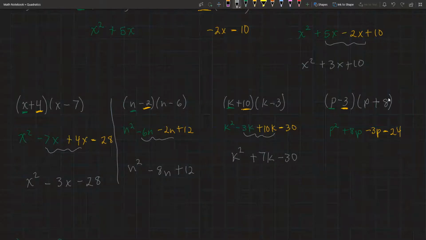Now we will take our sum. Our sum is 8 minus 3. More positives remain. How many more positives? 5 of them. And minus 24. There it is. All right.